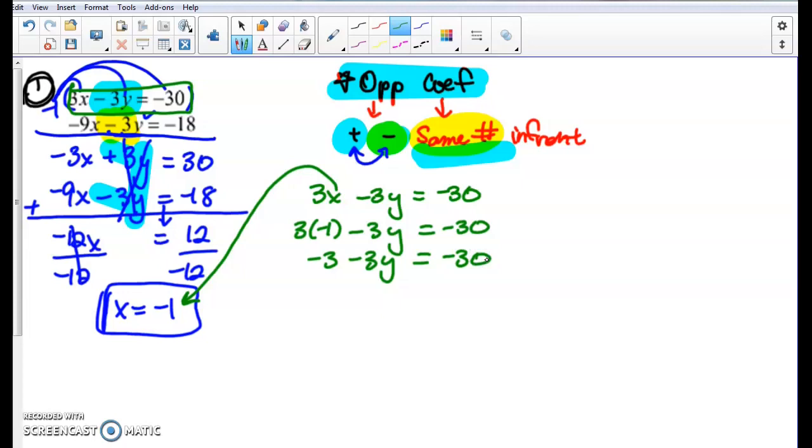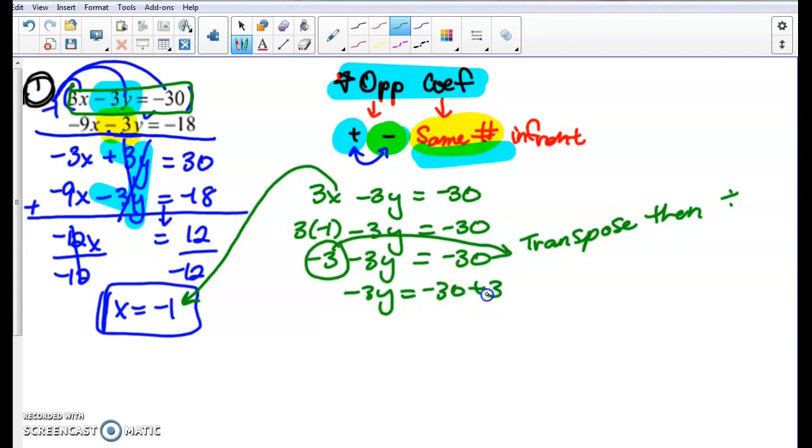Now at this step, it's just a two-step equation. All these have the exact same steps. You probably saw that in the last video, in that we're going to transpose, then divide. So we're going to take our minus 3 over to the other side and make it a plus 3. So negative 3y equals negative 30 plus 3. So negative 3y equals negative 27. Now, transpose check, we're going to divide. So divide both sides by negative 3. To solve for y, negative 3's cancel, y equals negative 27 divided by negative 3 is a positive 9.